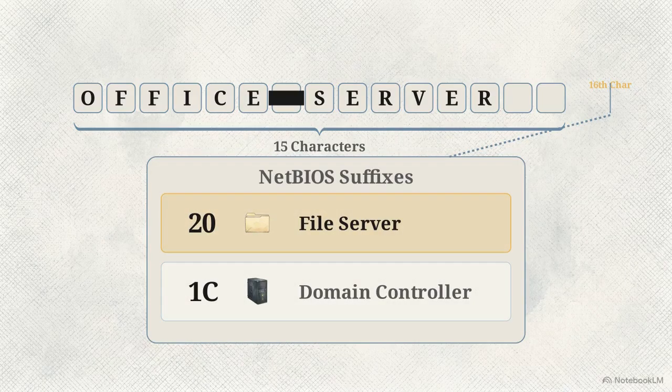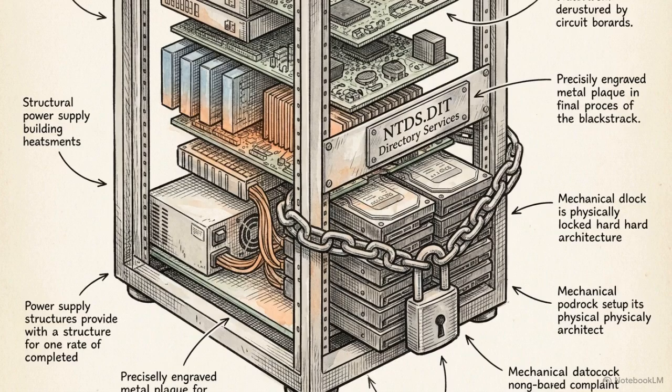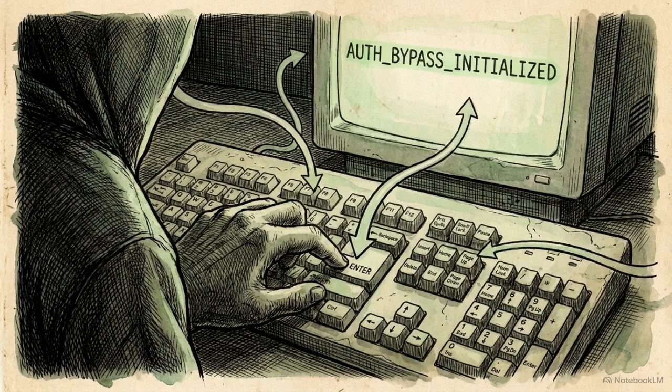These suffixes denote specific services. 20 indicates a file server, while 1C identifies a domain controller. Filtering a network scan for that specific 1C suffix instantly isolates the domain controllers. These servers house the Active Directory database, making them the most critical nodes on a Windows network. Finding the domain controller is the first step.